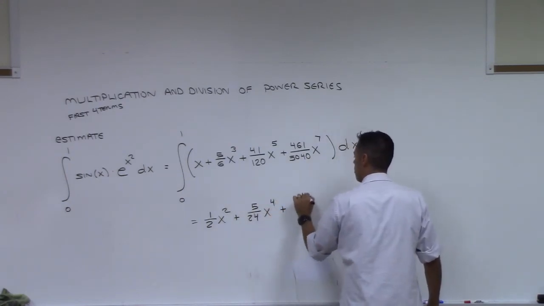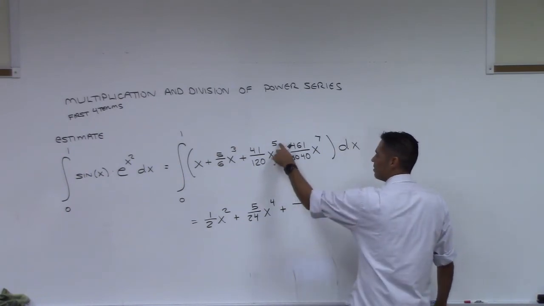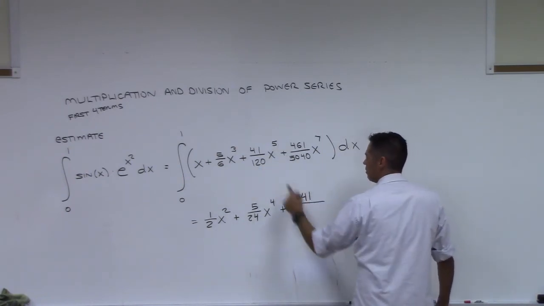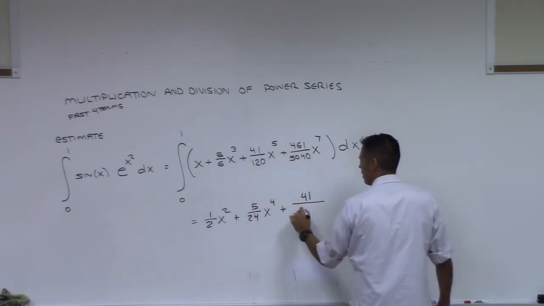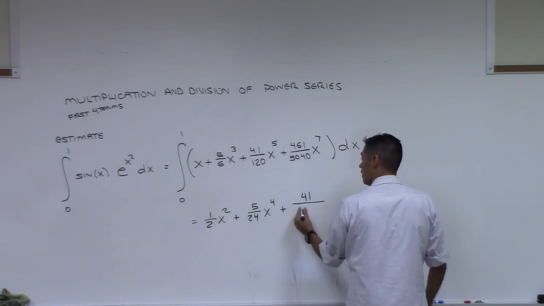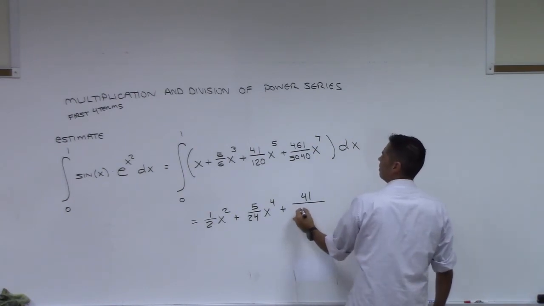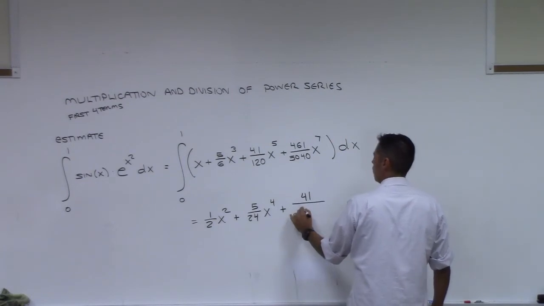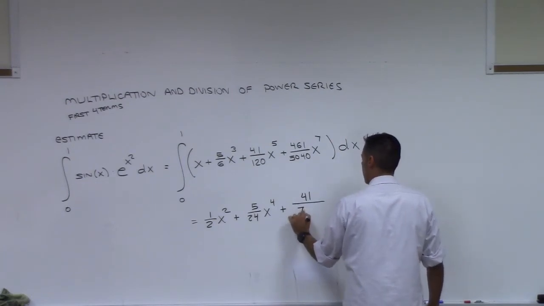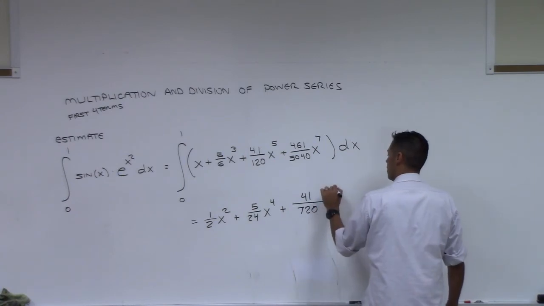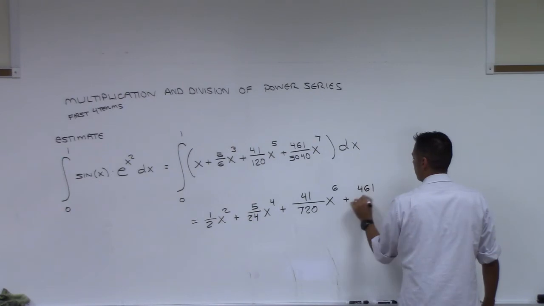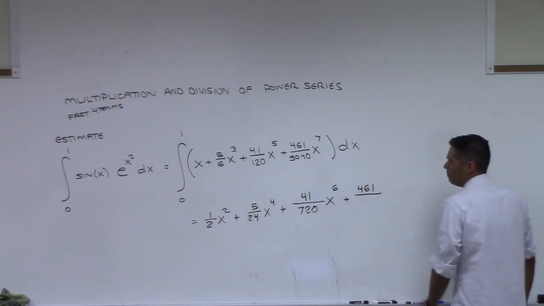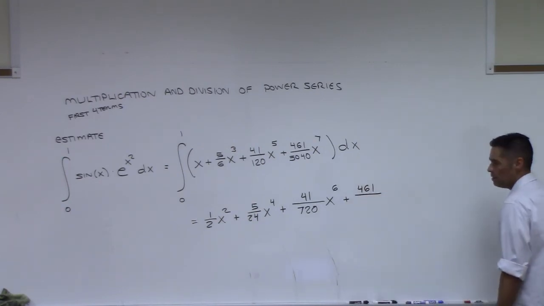Plus 41 over, I'm going to get a 6 on the bottom, right? Right, 1/6 x to the sixth. So I'll multiply the bottom times 6, I should get 720. Is that right? 7, 6, 1. Did I say 720? Yes. Okay, 720 x to the sixth, and then this last one, I'm not even going to reduce the fraction if it reduces. What's 5040 times 8?